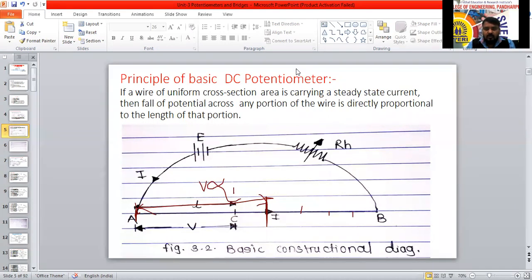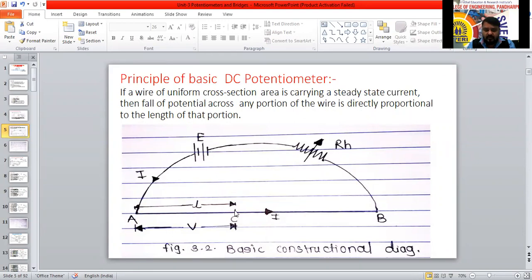This is just the construction diagram we have used here now. If a wire of uniform cross section is carrying a steady current, steady current meaning a constant current, then the fall of potential across any portion of the wire is directly proportional to the length of that portion.